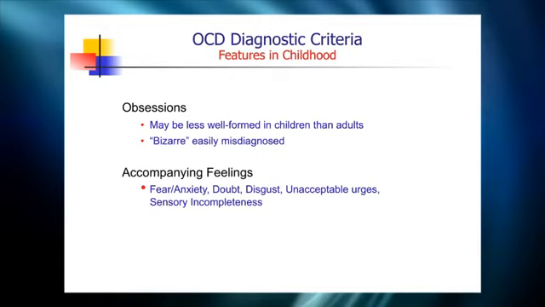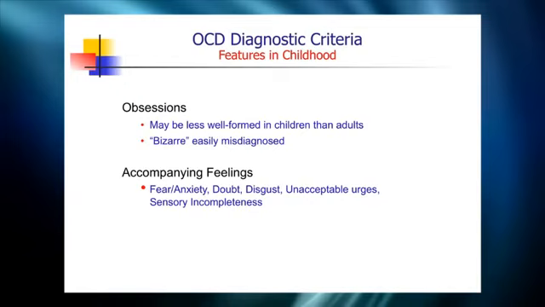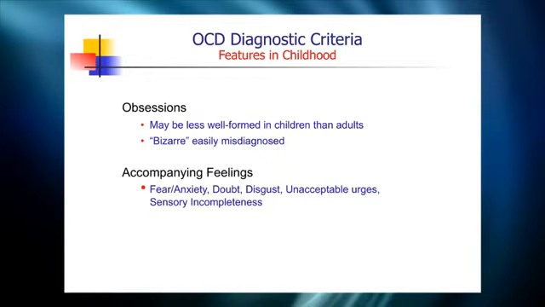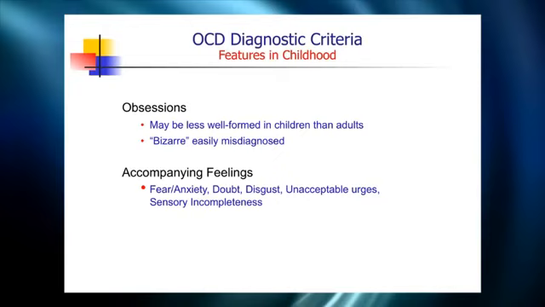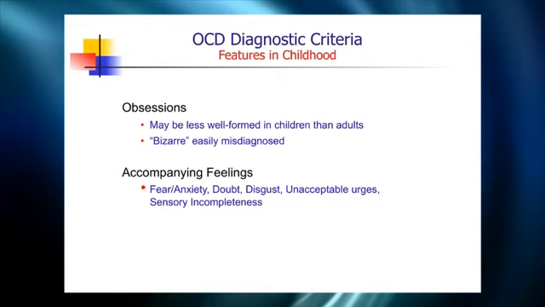Now, as I said, OCD in children and adolescents is very similar to that in adults. The only couple of things we want to look out for when diagnosing OCD in children is that the obsessions may be somewhat less well-formed. Most adults can describe in reasonable detail what their obsession is, but young children often have a hard time describing a specific fear. They may say, I just feel something bad is gonna happen, or I'm not sure, I just get nervous or scared in these situations and I can't tell you why. So sometimes it's more difficult to figure out what the obsession is.